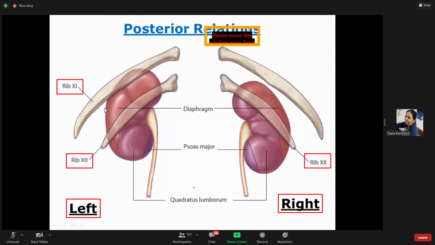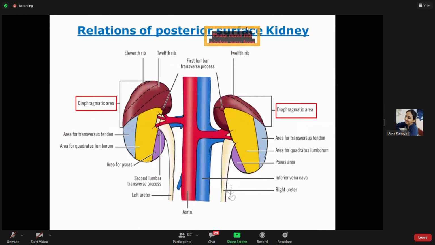An area which is covered by the ribs is related with the diaphragm. So here you can see the ribs, on the right side 12th rib, on the left side 11th and 12th rib, and it is related with the diaphragm in the form of medial and lateral arcuate ligament. Now area below the diaphragm is related with the three muscles. You can see the three different colors.